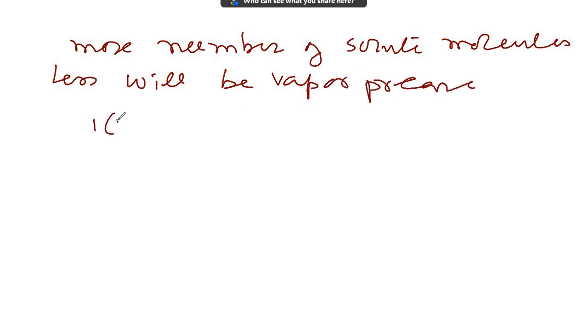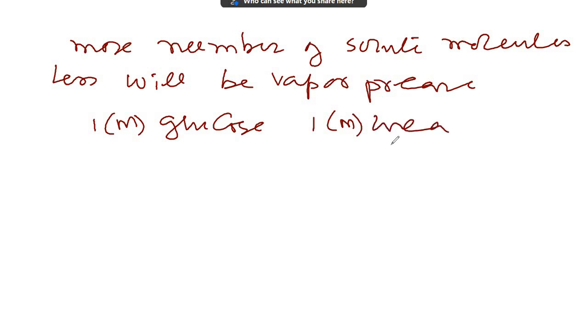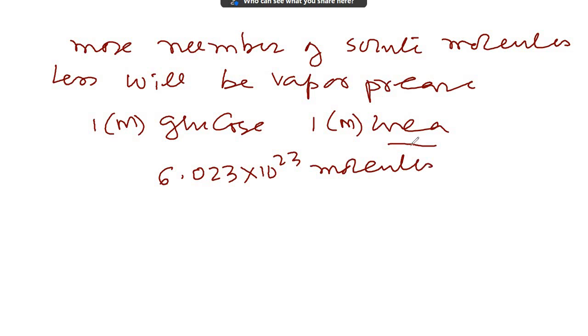I have taken two solutions. One is 1 molar glucose and the other is 1 molar urea. In both cases, the number of solute molecules is the same, because 1 molar means 1 mole of solute, that is 6.023 × 10^23 molecules. It can be glucose as well as urea. The vapor pressure of 1 molar glucose solution and 1 molar urea solution is the same. From that I can say that colligative property depends upon the number of solute particles.